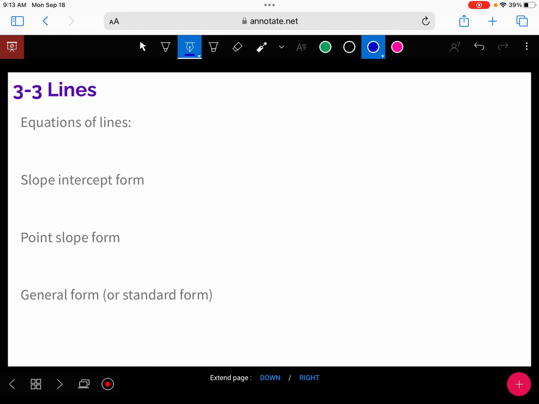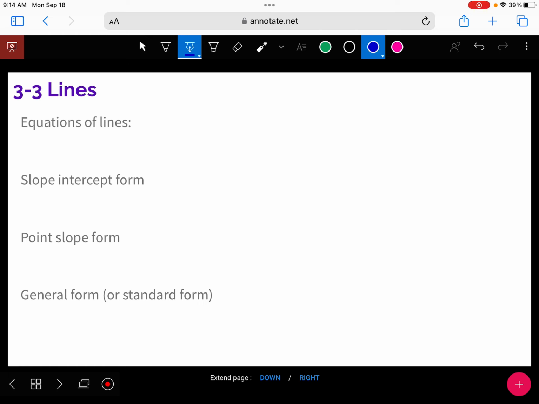It's lines. Don't freak out. You have dealt with lines for years upon years. We have dealt with lines for forever. We have 3 different forms here for the equations of lines.